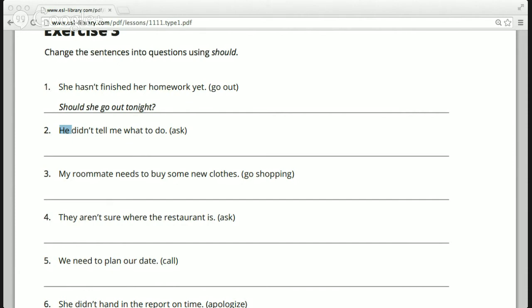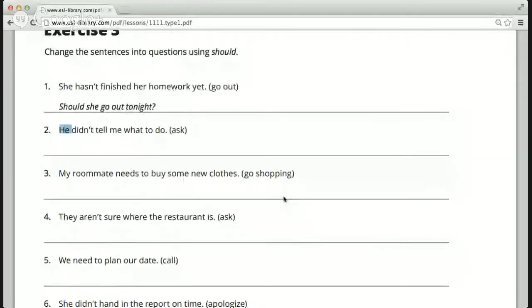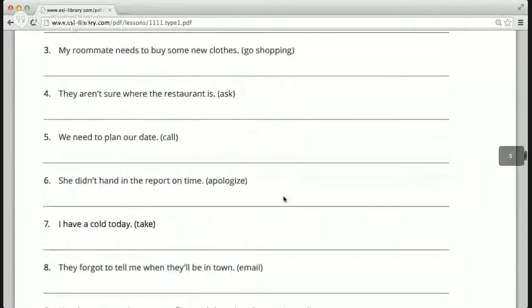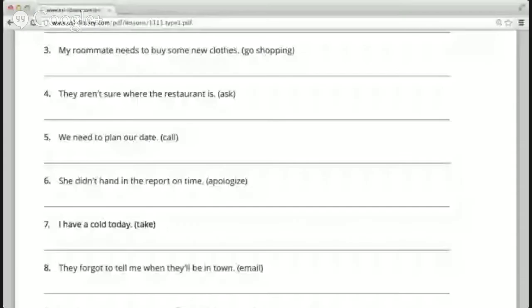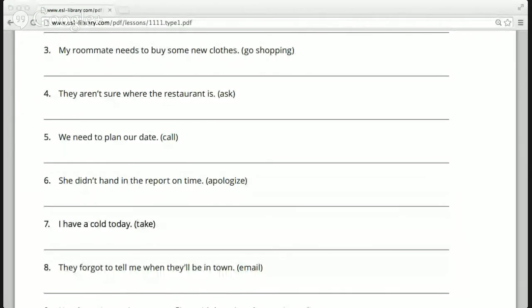Number 4. This is for Amparo. They aren't sure where the restaurant is. Should they ask where the restaurant is? Good. Yes, they should ask where the restaurant is. Excellent. How about Miad? Number 5. We need to plan our date.